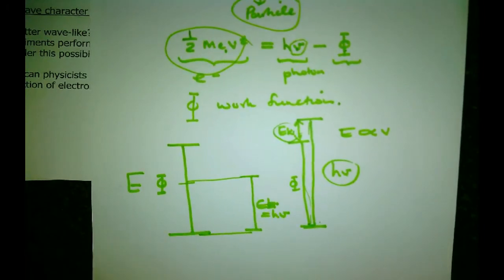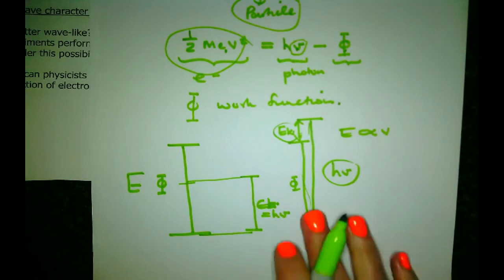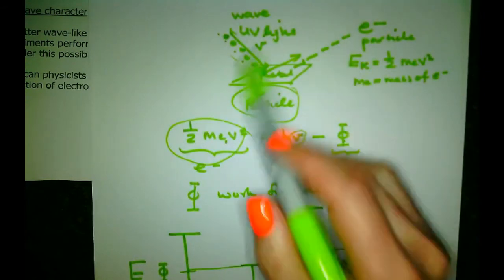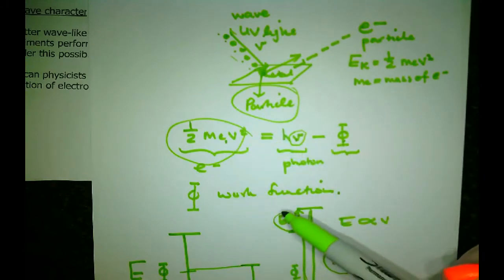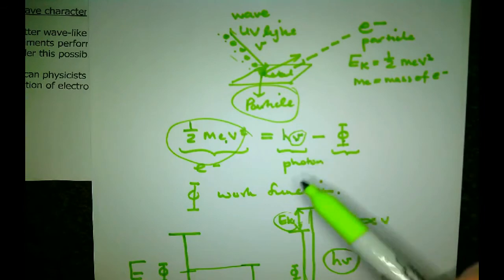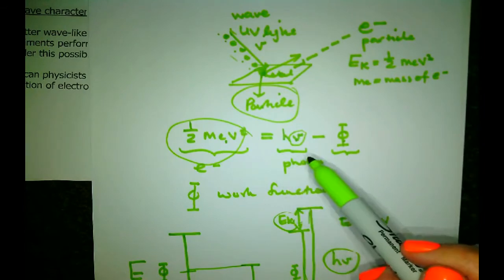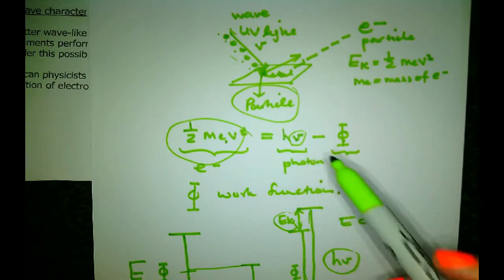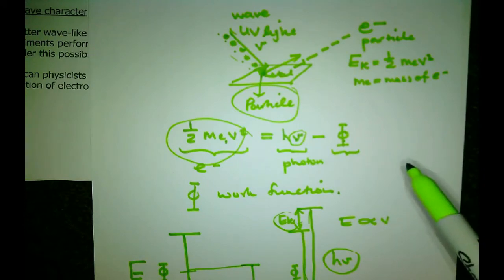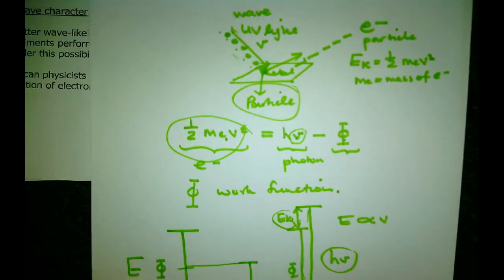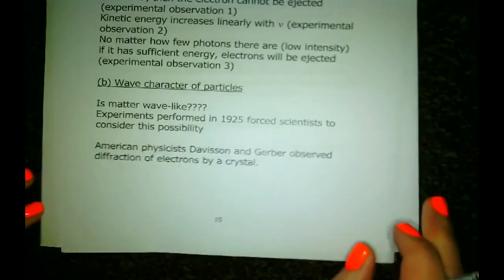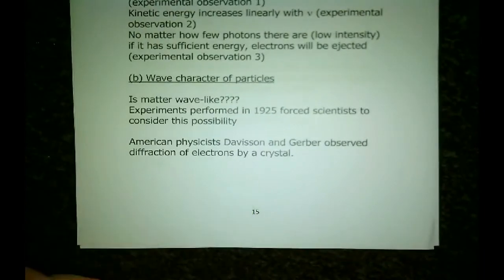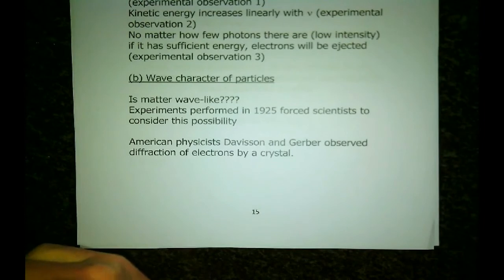So for this experiment, you need to be able to explain the experiment itself and also give the interpretation of these observations. And remember, this experiment specifically shows that light has particle characteristics. So light consists of particles. Okay, so now we have confirmed that light consists of particles or photons.